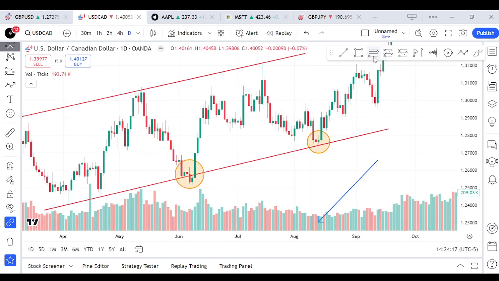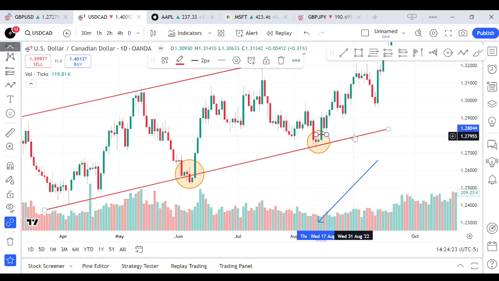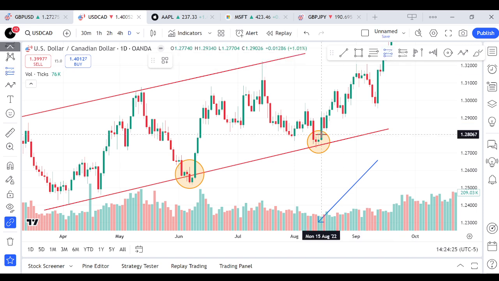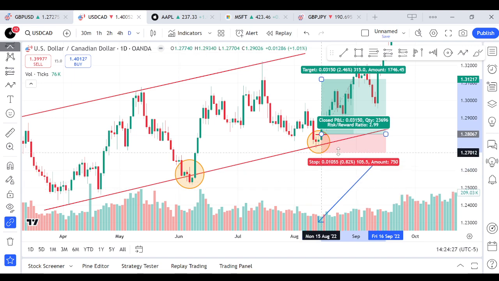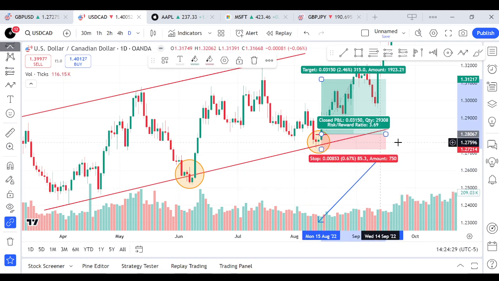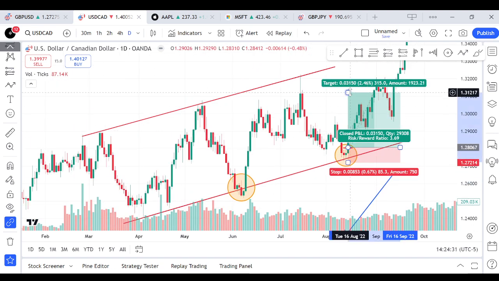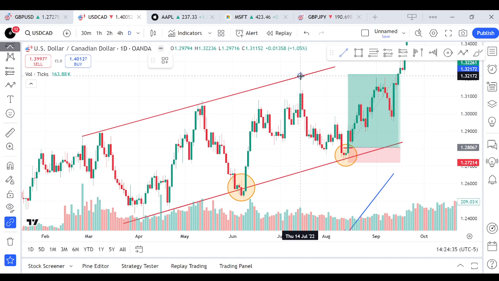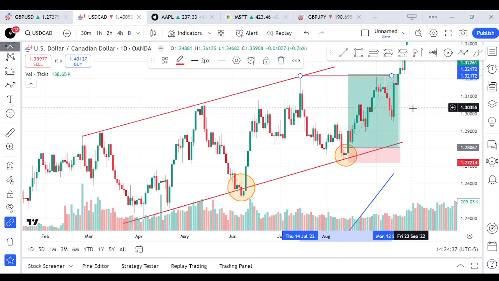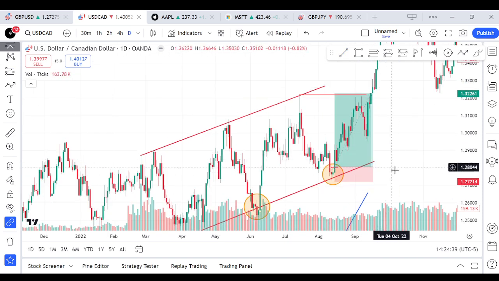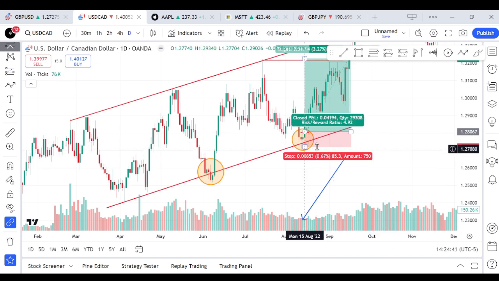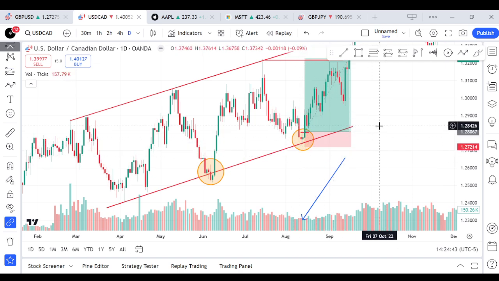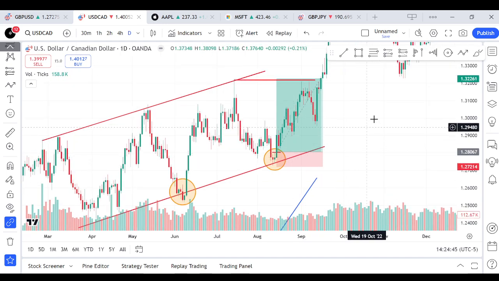You could place your buy after the breakout of the high of that bullish spinning top candlestick pattern, and your stop loss should be below it, in this case below the trend line, and your take profit could be at this swing high right here or resistance. That was how we were able to catch this trade with the bullish spinning top candlestick pattern.